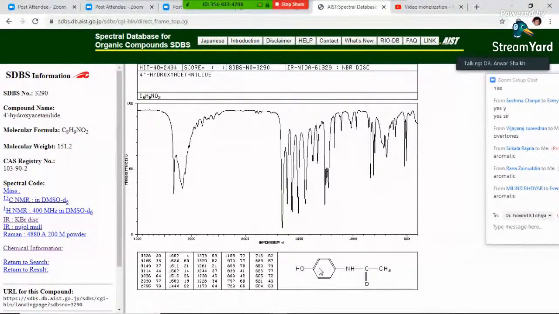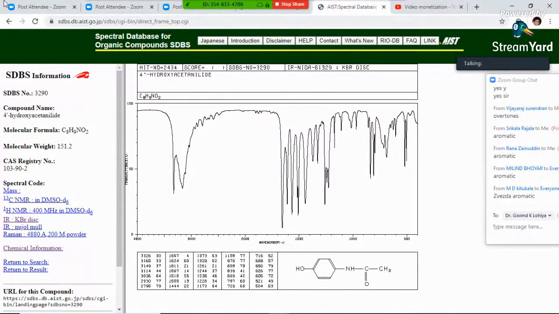So how many peaks have we solved? We solved this OH. We solved this NH. We solved this CH3. We solved this C=O. We solved this aromatic C=C, and we solved this combination of overtones of aromatic. So our structure is proved.